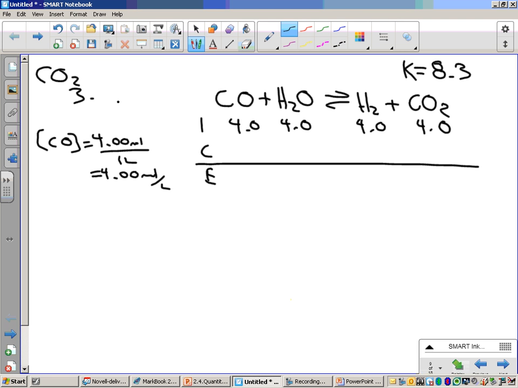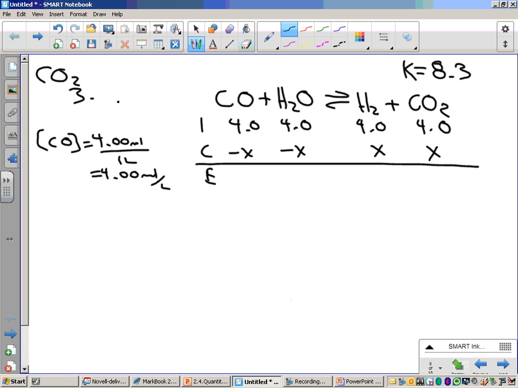Now that's actually going to help us determine what the sign of the X is. Because if it's going to shift right, what am I putting over here? What's happening to my reactant? Is it disappearing or is it appearing? Disappearing. So what should I put here? Negative X, negative X. And on this side, X and X.